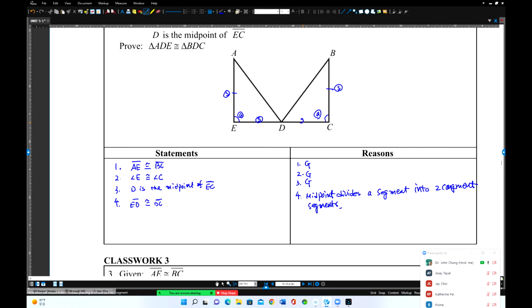Side again. Now take a look. This is one of the methods, right? Side, angle, side. Now we got everything, so we can make the conclusion over here. Triangle ADE, this triangle, and the triangle BDC, I'm sorry, BDC, the other triangle, they are congruent. We already got every reason. What is that? Side, angle, side. Are you guys okay with this, right?